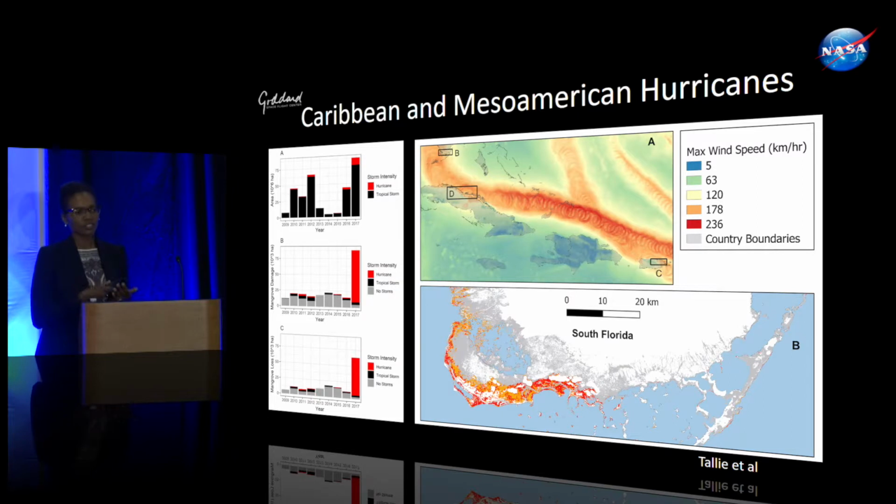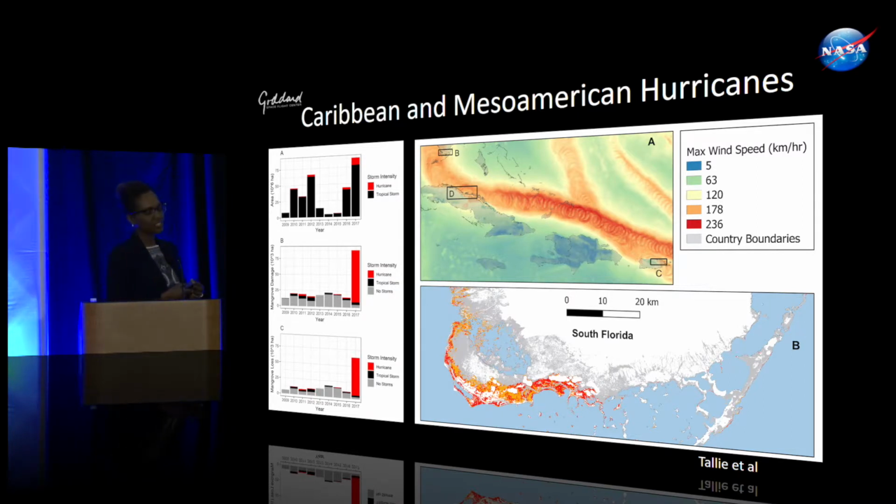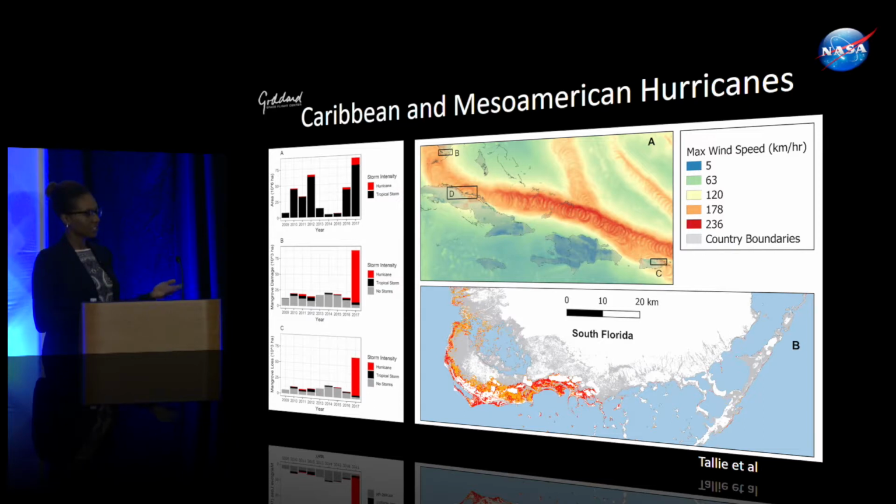Okay. So as I mentioned before, this was not just a really intense hurricane season for Florida, but it actually happened all over Mesoamerica and the Caribbean. So a study that we're working on right now is looking at the effect of hurricanes in all of the Caribbean and Mesoamerica, and also looking at the time series of hurricanes that have happened over the past few years. So here we're looking at different storm intensities over time.